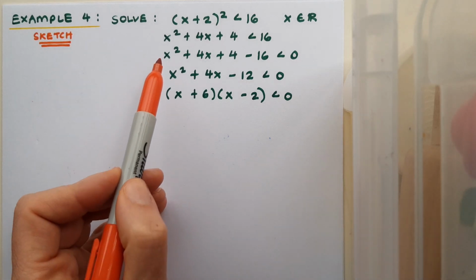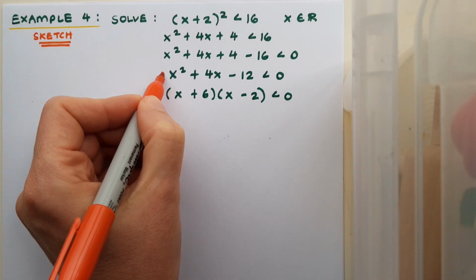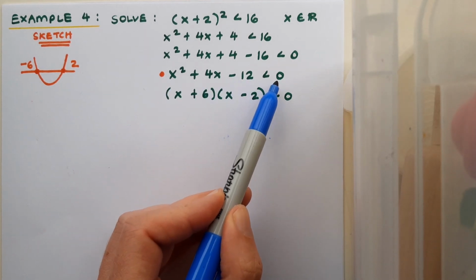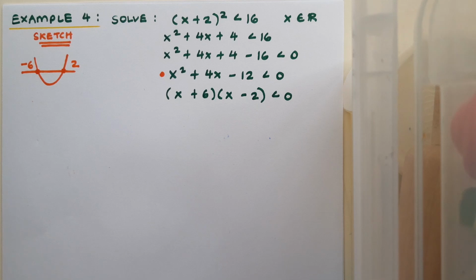So taking a moment to look at the quadratic that I've ended up dealing with. It's x squared plus 4x minus 12 less than 0. It's a positive x squared, so it's a U-shaped curve, and my roots are minus 6 and 2. Our instruction is to solve for this quadratic less than 0, so I'm looking below the x-axis. So I shade that portion of the graph.